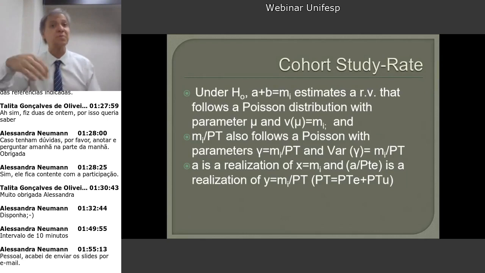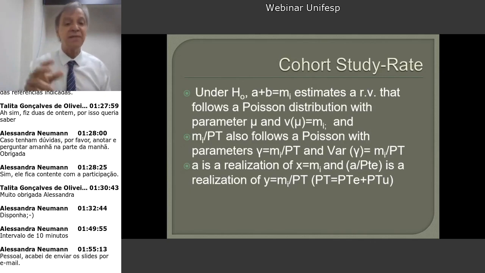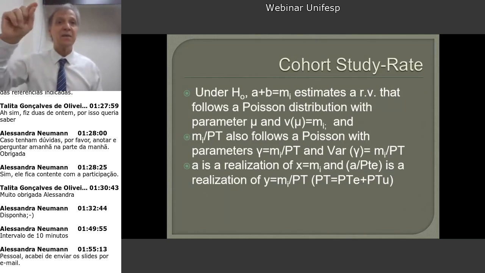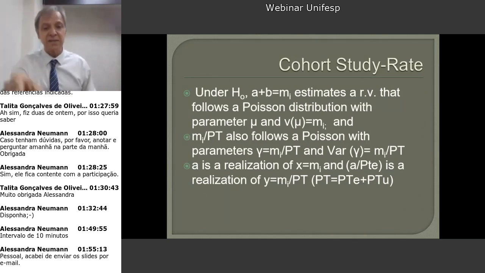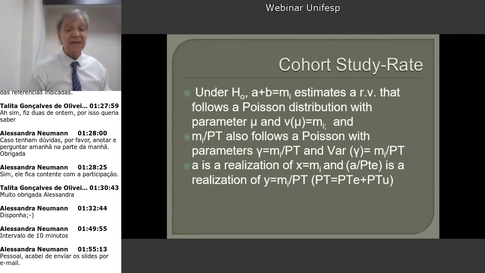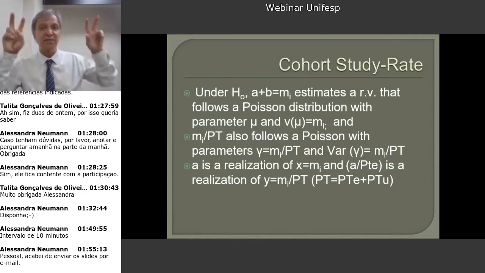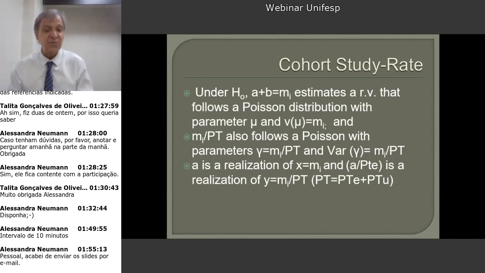Actually, A follows a Poisson distribution, B follows a Poisson distribution, and M1 follows a Poisson distribution with parameter mu and variance mu. The probability of big X being X is M1. And M1 over PT, which is M1 divided by total person time, that's the overall incidence in the table, follows a Poisson with parameter M1 over PT and variance M1 over PT. A is the realization of the random variable X, M1, and A over PT is the realization of the random variable Y, M1 over PT.